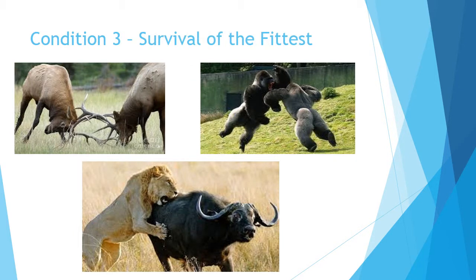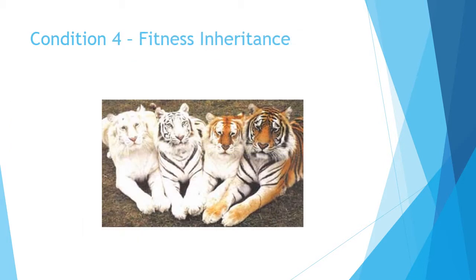Condition 3 interconnects with Condition 2 in that the fitter individuals make a relatively greater contribution to the next generation than the less fit. Condition 4 looks at the differences in fitness between individuals and the fact that they are inherited, which allows progeny to be more able to survive in the current environment.